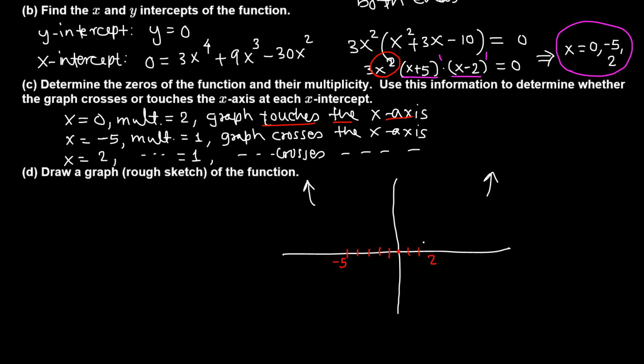Okay, and it goes from here, it touches, so we have to come here and cross. Same thing here. Let me make it slightly better than this, because we need to cross at 2, something like this. Then it touches at 0, then comes back up, something like this. Now it crosses at negative 5 and 2, and touches at 0. Okay, final.